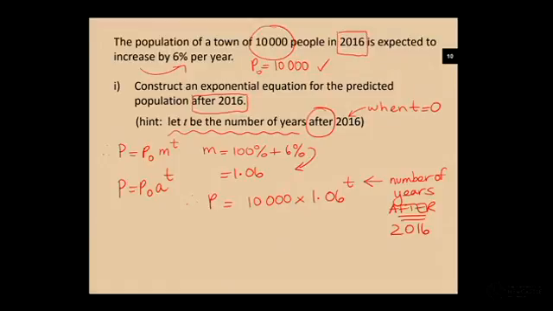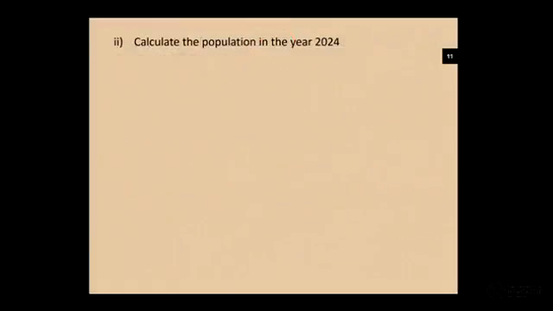So the second part says, calculate the population in the year 2024. So I'll just bring back that we had P equaled 10,000 times 1.06, and we had t, and we were pointing to the t. This was still just on the last slide. Make sure you enter t as the number of years after 2016. So I can obviously see that that equation is pretty simple as long as I know what t is equal to. Now the problem is the people that write 2024 straight in there are going to get a different answer.